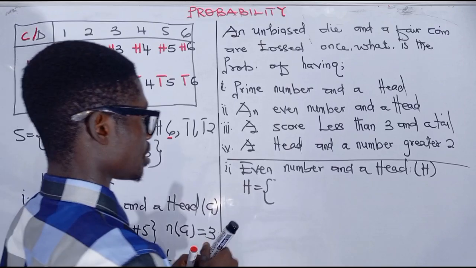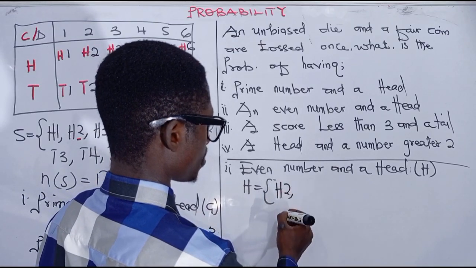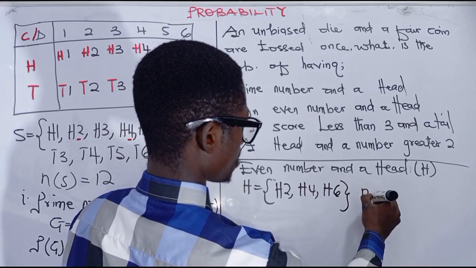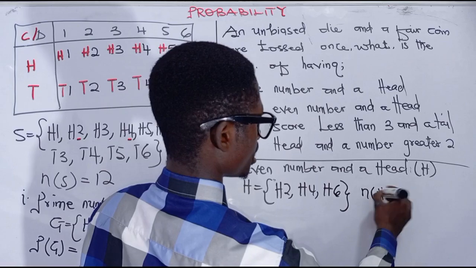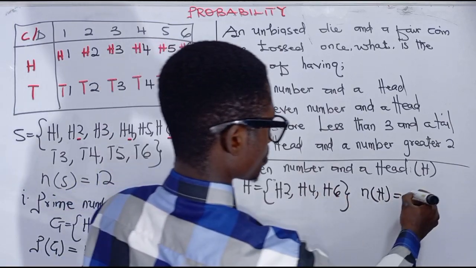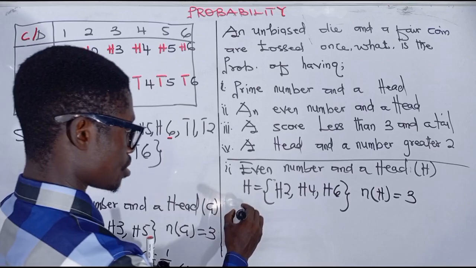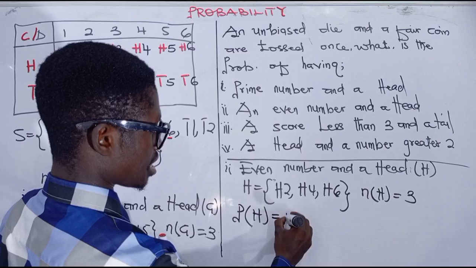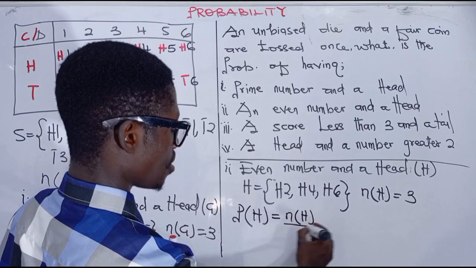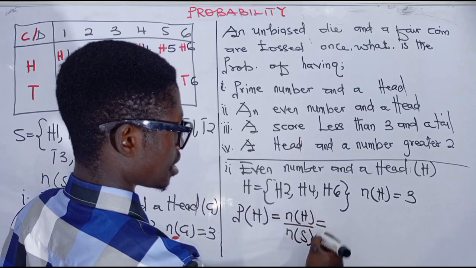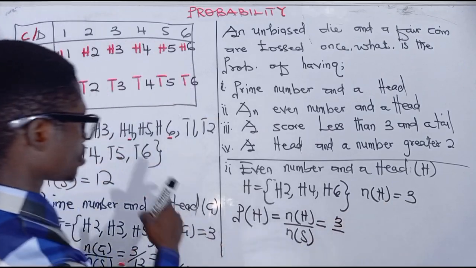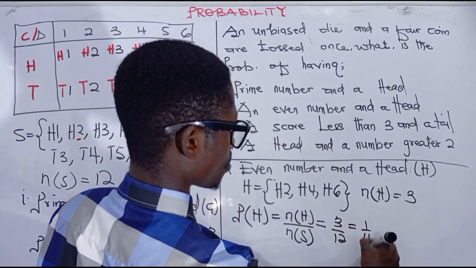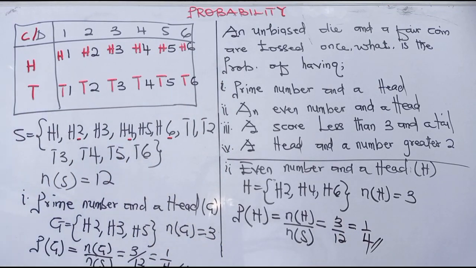So we are going to list all these outcomes. Head and then even number 2, head and then 4, head and then what? 6. So number of outcomes in this event, which is H, will be 1, 2, 3. So we have 3. Now once we have this, we can proceed to find the probability of obtaining an even number and then head, which will be number of outcomes in that event all over the number of outcomes in the sample space. So we have 3 all over what? 12. When we break it down, we are going to get 1 over 4. Very, very easy and then simple.